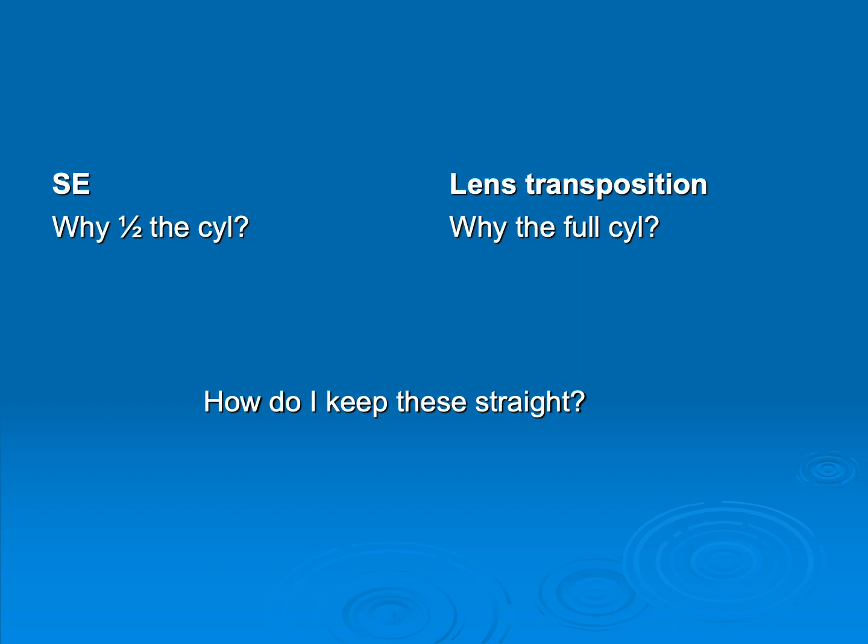So here's the important thing of this talk. Why is it that only half the cyl is used in spherical equivalent while the full cyl is used in lens transposition? And how do you keep those straight?